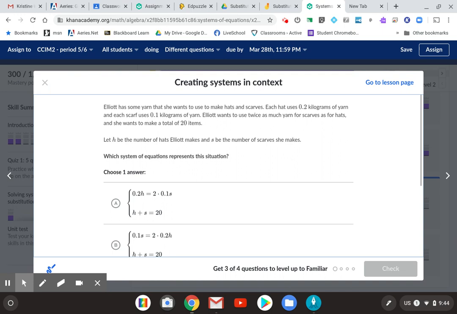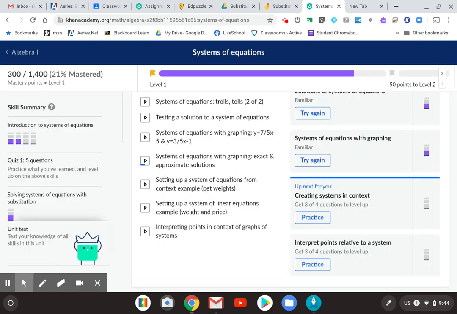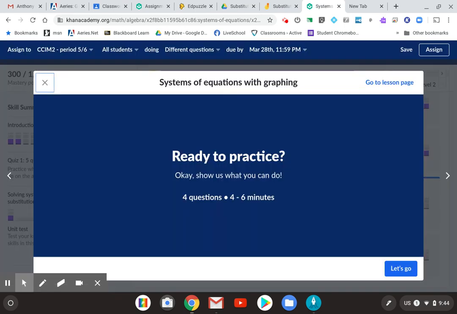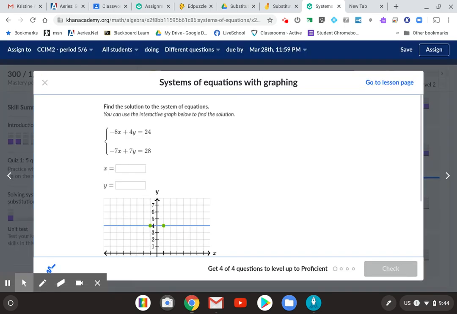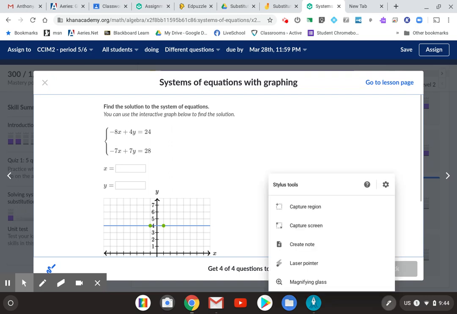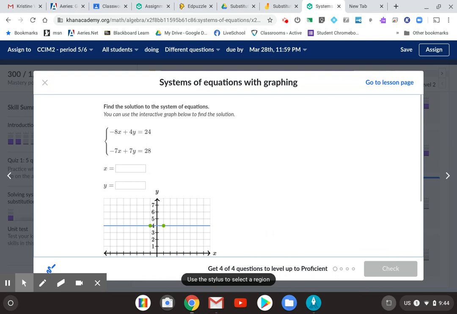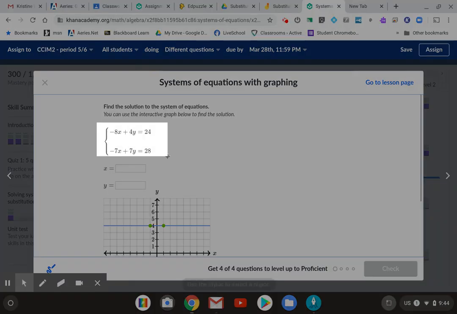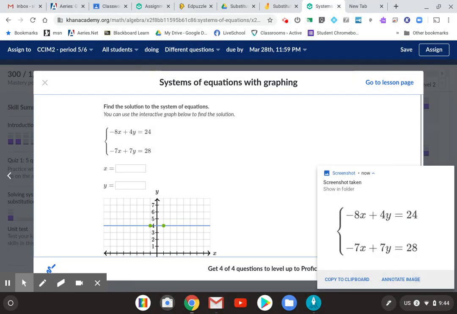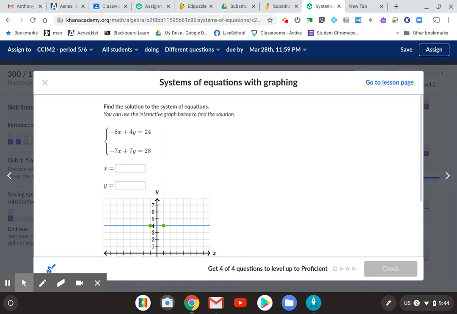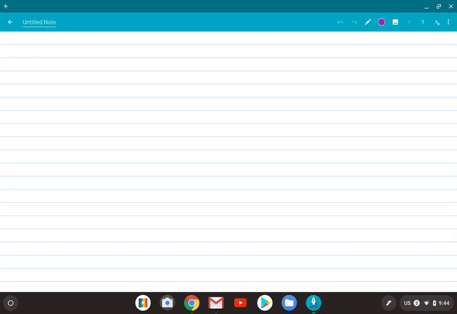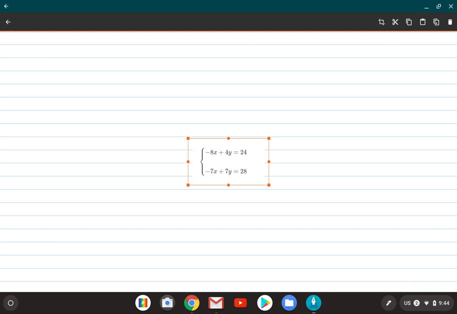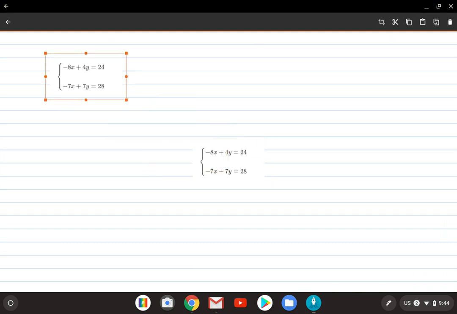No, sorry, that's the wrong one. Okay, this one. I'm going to do it again. Okay, sorry, it wanted to show me a different one. Okay, so what we're going to do is they have it set up a little differently, so I'm going to capture this so I can write on it a little differently. I'm going to write it right here.